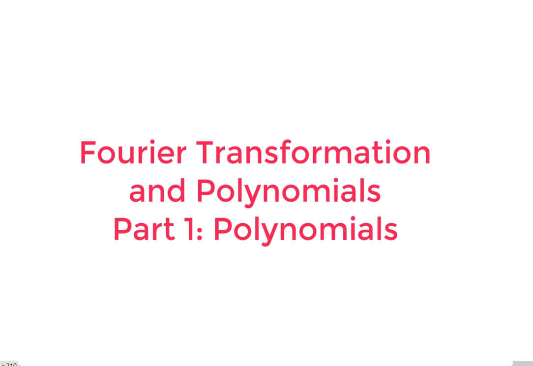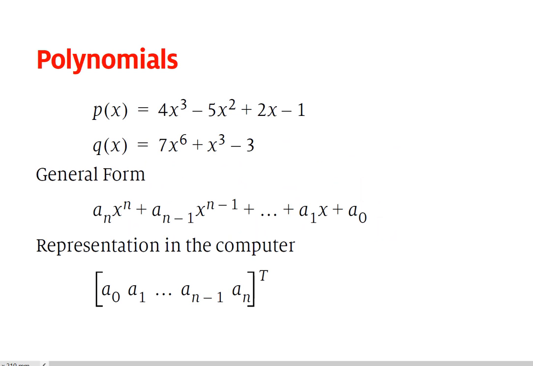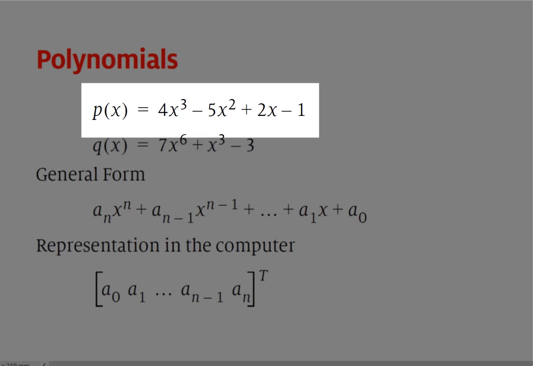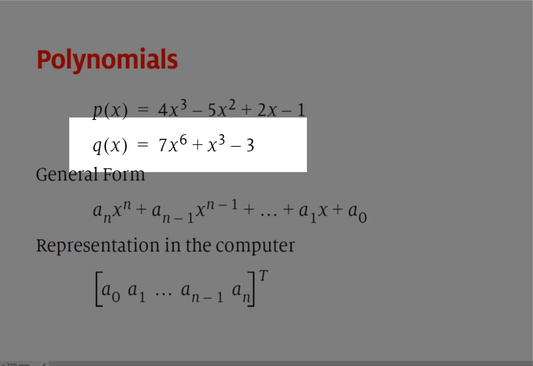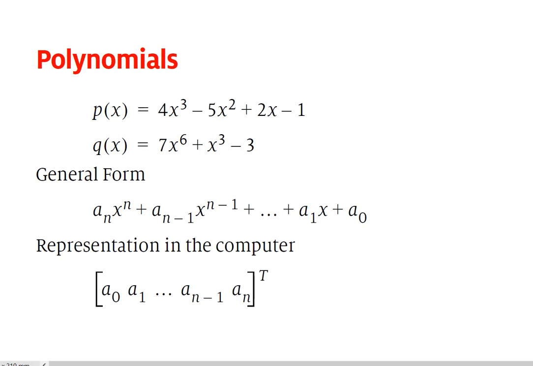This series of videos is about Fourier transformation and polynomials. We start with polynomials. A polynomial is a special kind of function, such as 4x to the power of 3 minus 5x squared plus 2x minus 1, or 7x to the power of 6 plus x to the power of 3 minus 3. So a polynomial is built from powers of x and real valued factors and plus and minus.